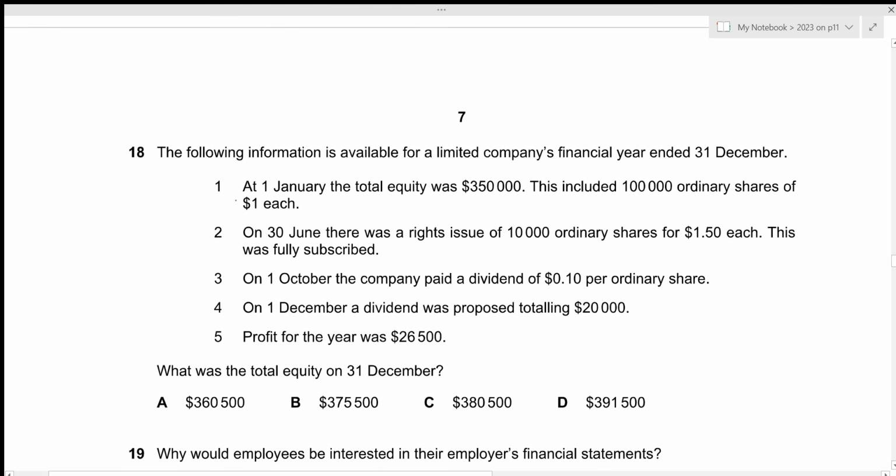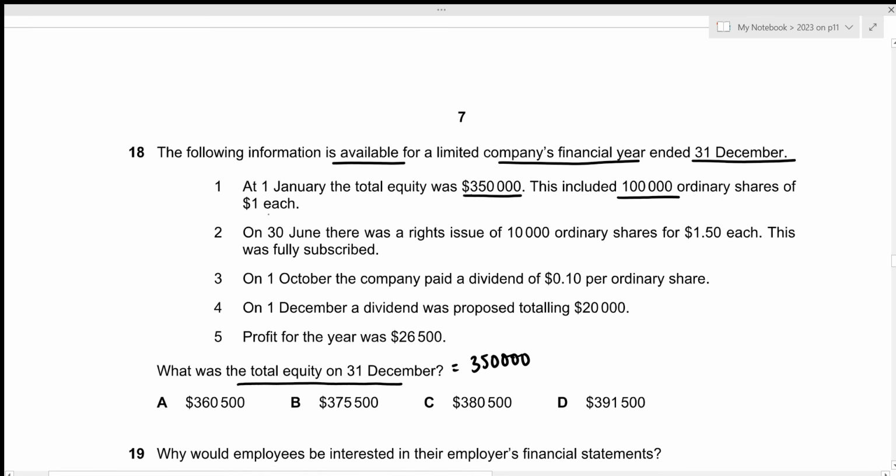Now for the 18th question, the following information is available for a limited company's financial year ended 31st December. We have to figure out what was the total equity on 31st December. At 1st January, the total equity was 350,000. Let's start there. And this included 100,000 ordinary shares of 1 each.